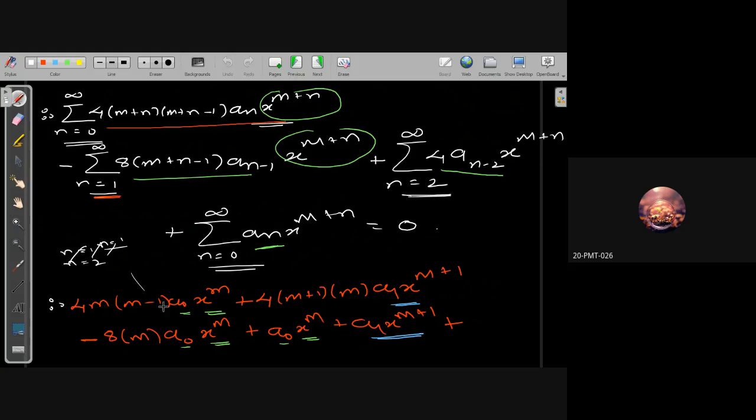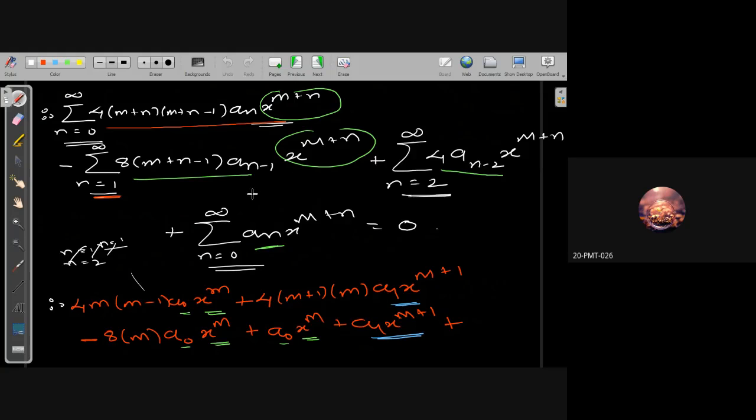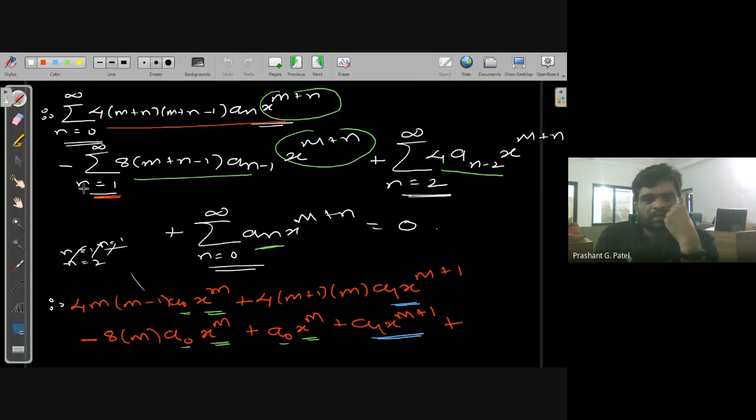Minus 8m a0 x raised to n plus 1 also. So minus 8 a0 x raised to n plus 1. Oh yes, yes. n is running from 1, so that's why it is x raised to m plus 1 is there. So here we have made a mistake. This is x plus 1 is there.